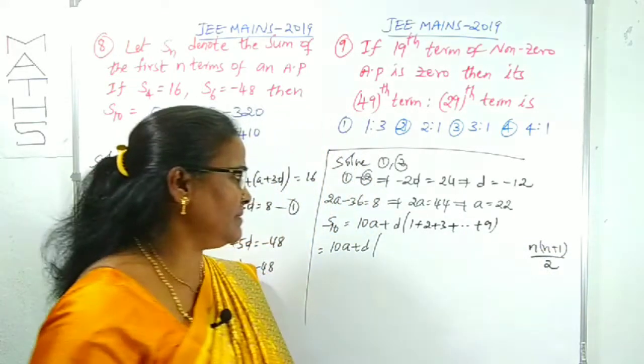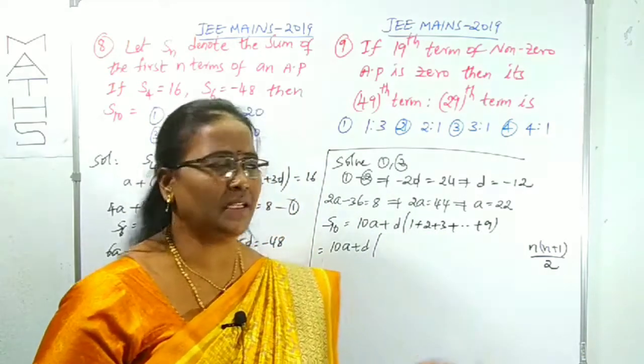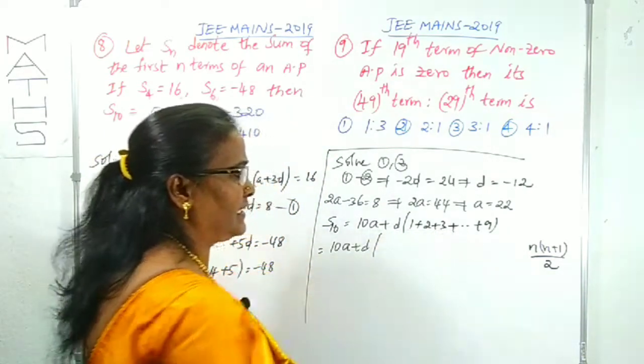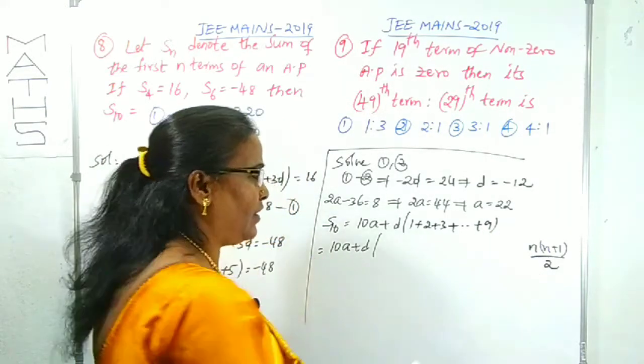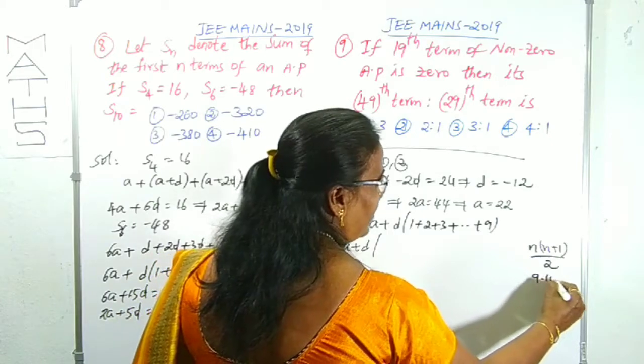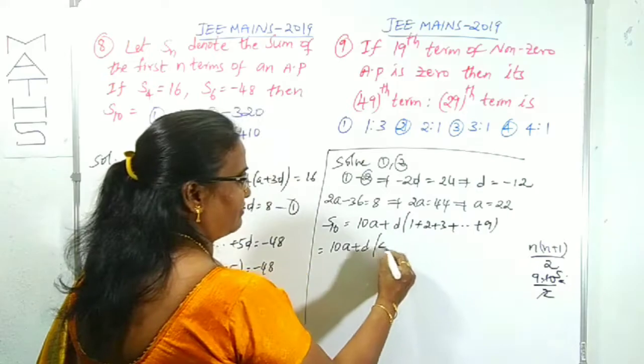If there are higher terms, we can use it like this. Here there will be 9 terms, so without adding all those directly, we can use this formula. In place of n, there is 9. 9 times 9 plus 1, which is 10, by 2. That means 45. This resultant value is 45.